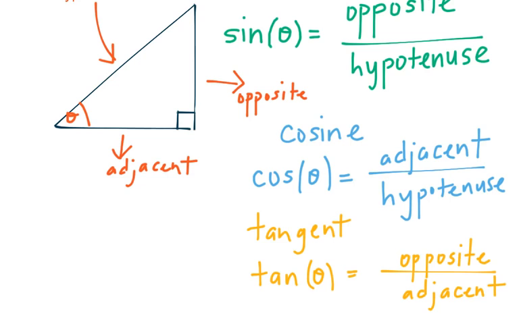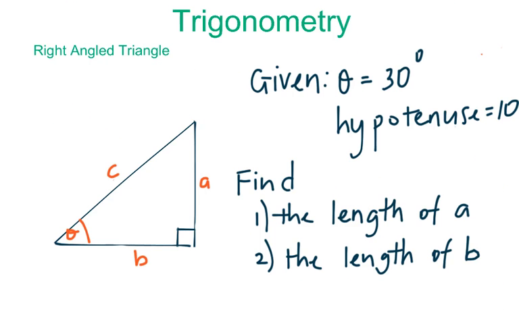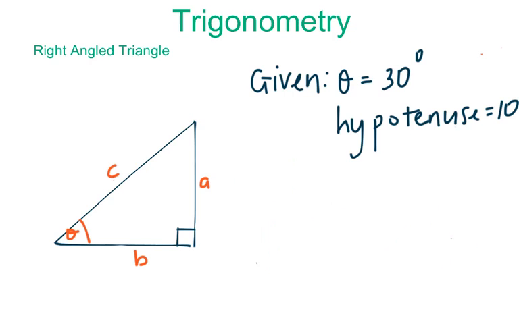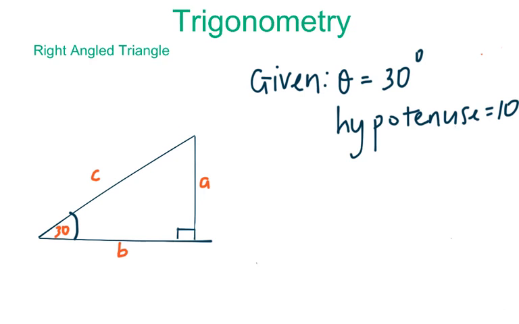So let's look at an example. Given that our angle theta is equal to 30 degrees and our hypotenuse is 10 in length, find the length of A, and the second part is to find the length of B. The first thing that we always want to do is put in the information that we're given. Our angle is equal to 30, so we put in 30 for theta. Next, we're given that our hypotenuse is 10. We know that our longest side is our hypotenuse, so C represents our longest side. So C must be equal to 10.